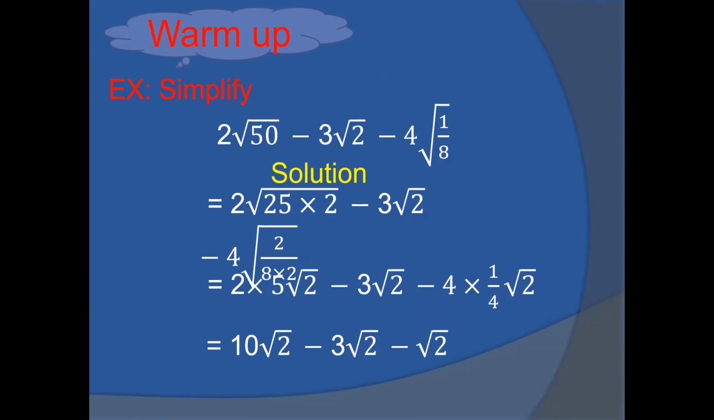So I can solve it. 10 minus 3 equals 7. 7 minus 1 equals 6. It will be 6 root 2.